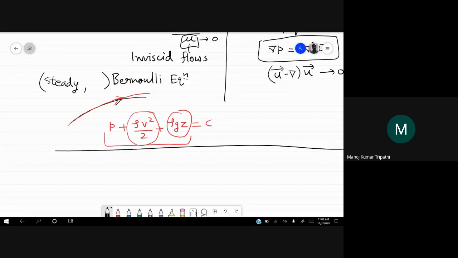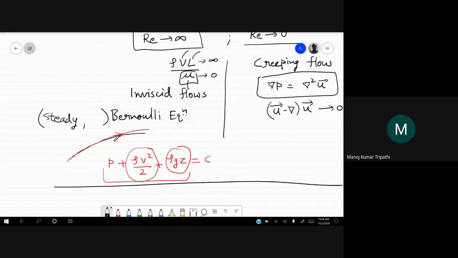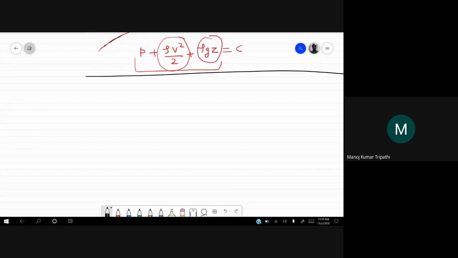Now in today's class, what we'll do is we'll take some problems on Bernoulli equation, and you can solve those problems.